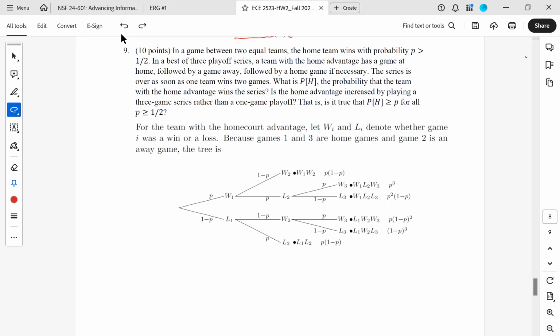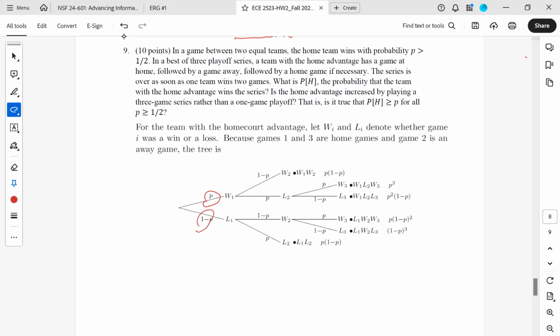Now, this is a sequence of, again, tests. And our first step when we're dealing with sequential probability was a tree diagram. Remember that? So we start with a tree diagram. The home advantage team has two possible outcomes in the first game: either win it or lose it. Okay? The probability of winning, based on the question, is p, and ergo, based on the axiom that we learned, the probability of losing the game is 1 minus p.